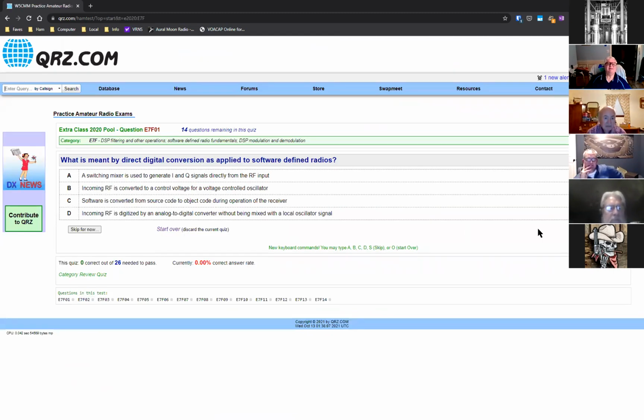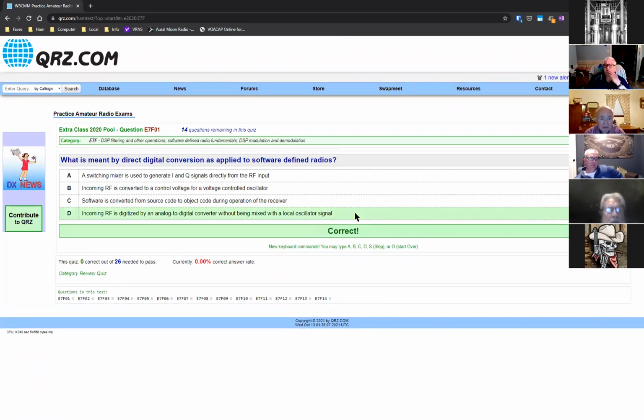What is meant by direct digital conversion as applied to software-defined radios? Direct, no oscillator. So you're going to convert analog to digital with no mixer.